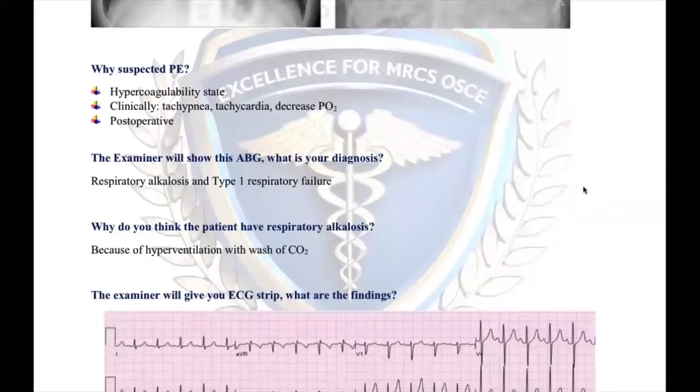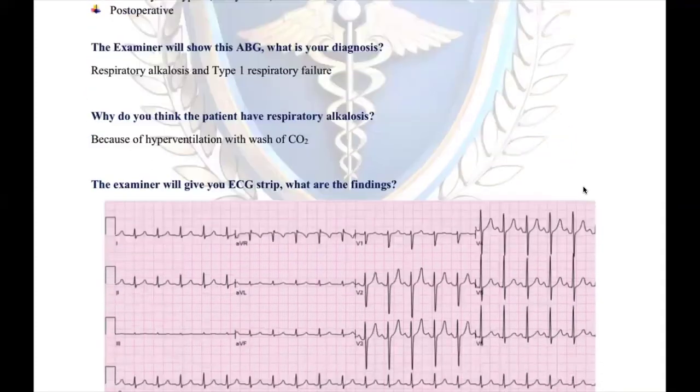We suspect a pulmonary hypercoagulable state, and the patient has tachycardia, tachypnea, decreased oxygen, and is a post-operative patient. They're going to show you an ABG. What is your diagnosis in the case of the ABG? Respiratory alkalosis, and the patient is having low oxygen.